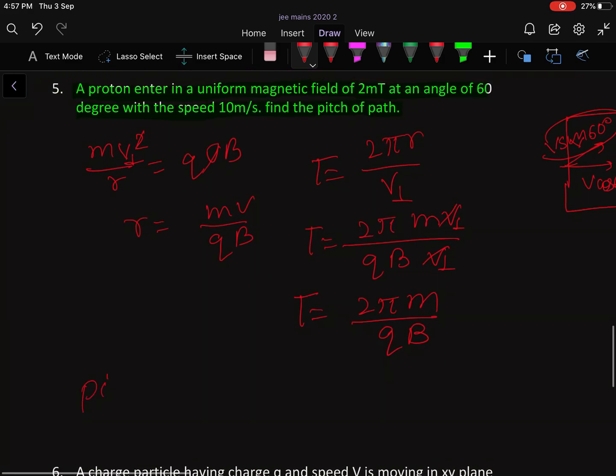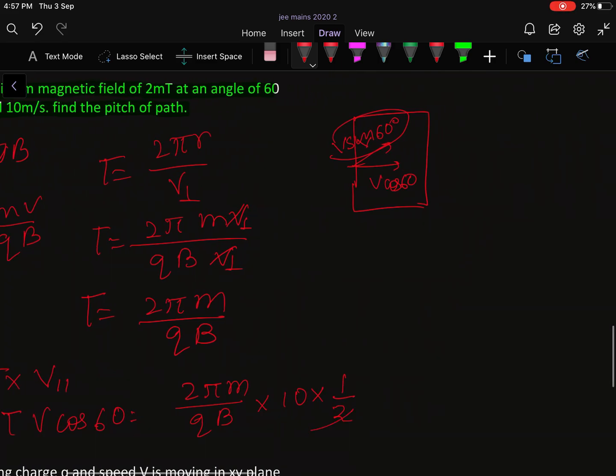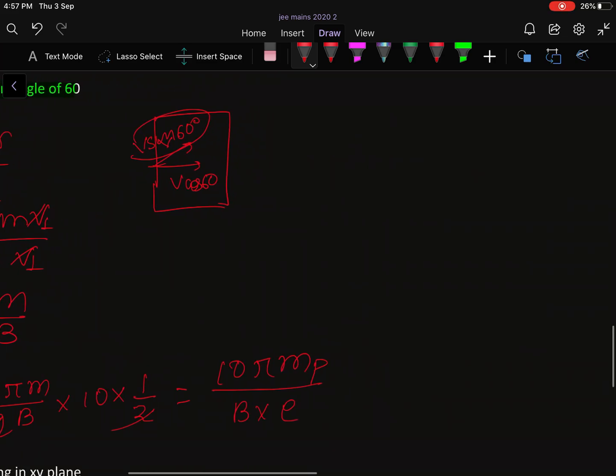So the pitch is the time period into v parallel to the magnetic field. So it will be T into v cos 60. You know the T, 2 pi m by qB, and you know the v value, that is 10, cos 60 is 1 by 2, correct? So use it. It will become 10 pi m, where m is the mass of the proton, B is the magnetic field, and q is the charge of the proton. The charge of the proton is positive e.